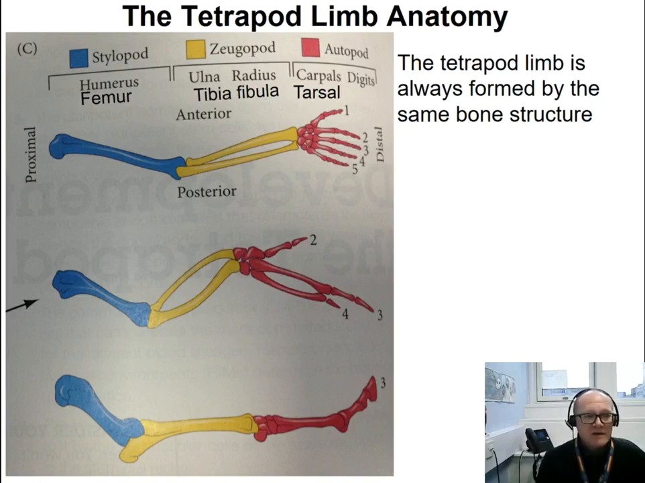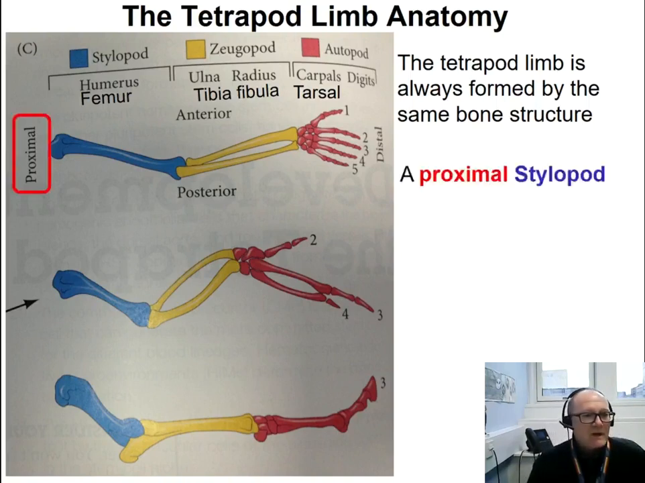The stylopod, and you can see the stylopod here in blue, is the same for a primate, maybe a human, birds, and this is a horse. And you see that the stylopod is near the body, the main body of the animal. So it is proximal. The stylopod is the part of the limb that is near the main body of the animal. This part of the limb usually contains the humerus or femur in terms of bones.